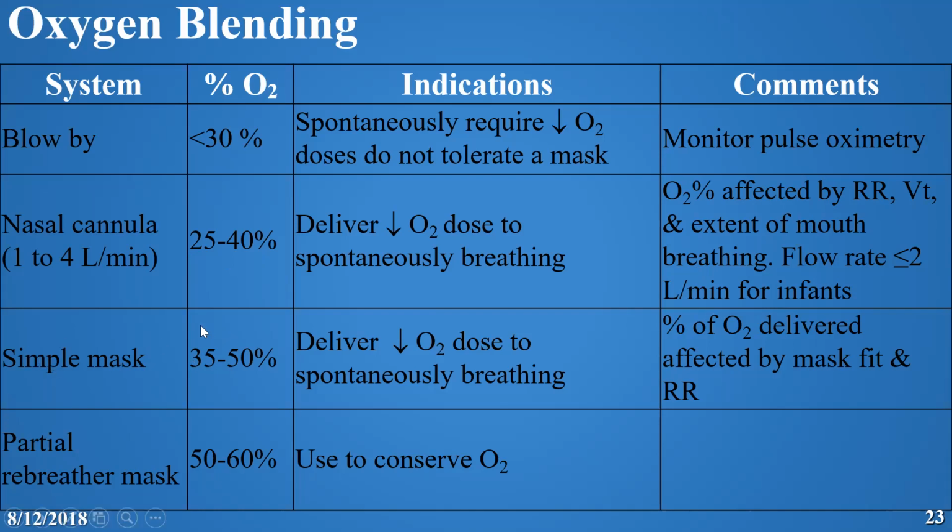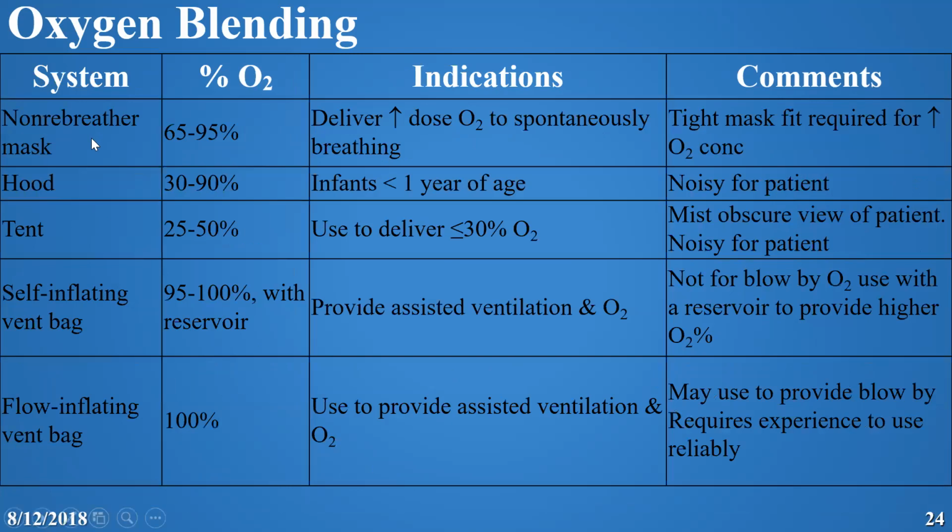Simple mask, the interface, gives us 35 to 50. Again, like the others, it is affected by a spontaneously breathing baby. It also is affected by whether the mask fits and what the respiratory rate is. Now, partial rebreathing, I will show you pictures, gives us more oxygen. And we use partial rebreathing when we have limited oxygen and we want to prevent oxygen from leaking out of the baby.